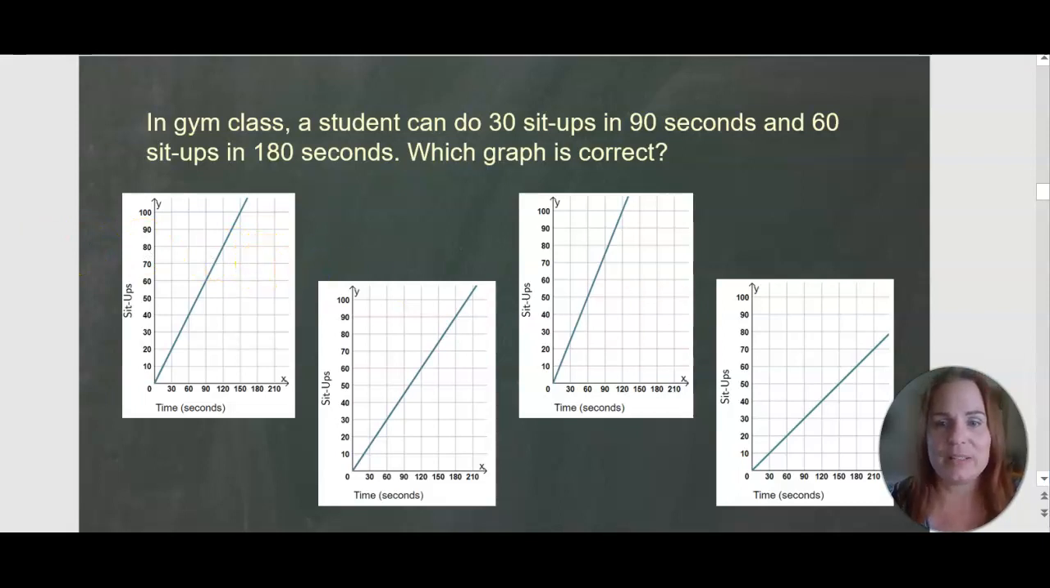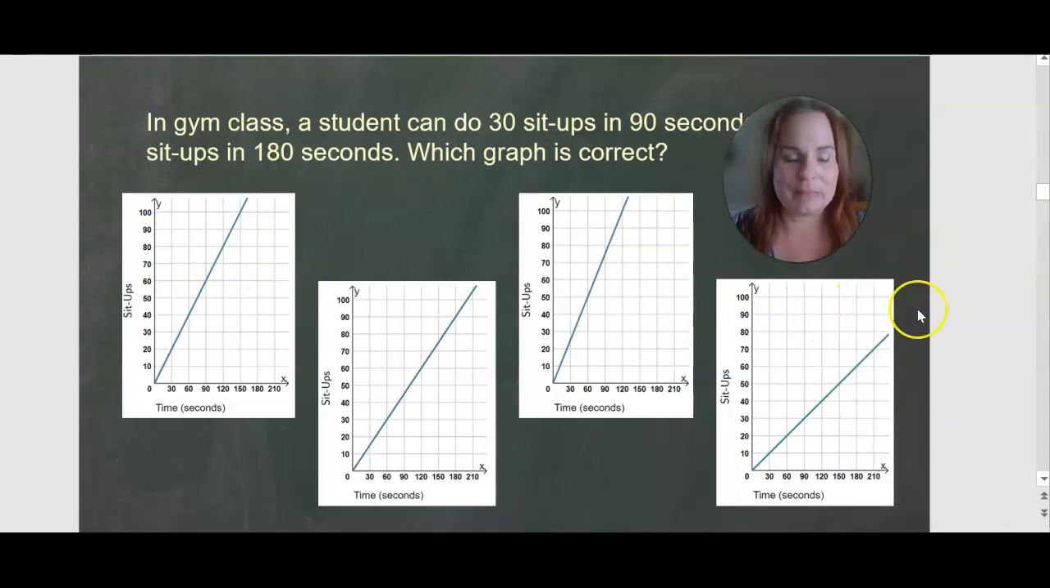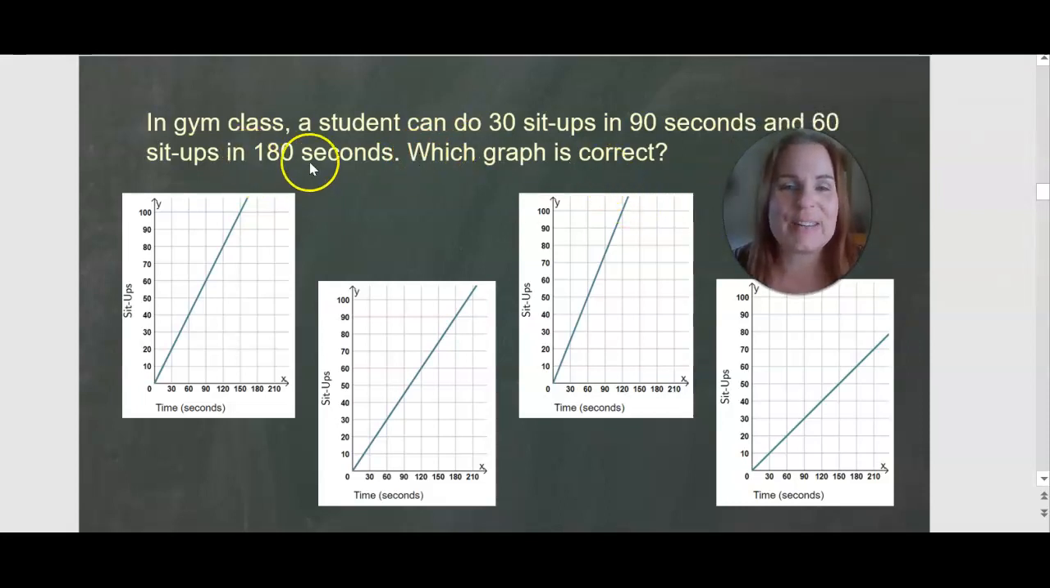Okay. So for this one, let me move this up here. We've got, in gym class, a student can do 30 sit-ups in 90 seconds. I'll move down a little bit, and 60 sit-ups in 180 seconds. Which graph is correct? So 30 sit-ups in 90 seconds. So which one is the input? Which one is the output?